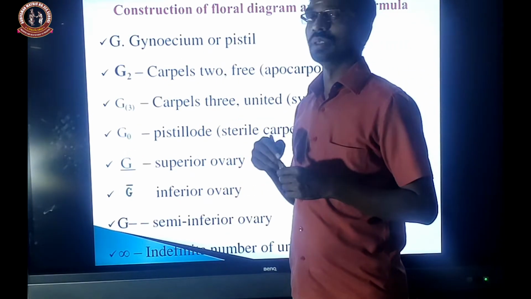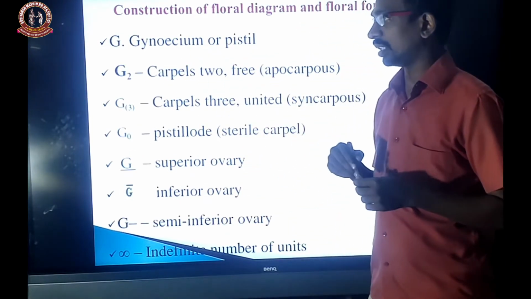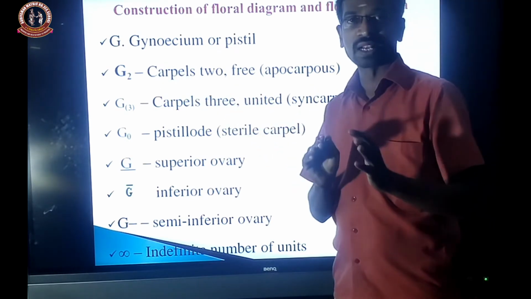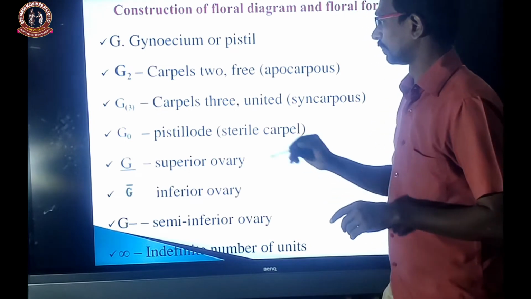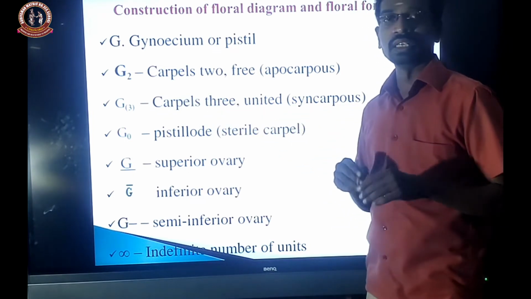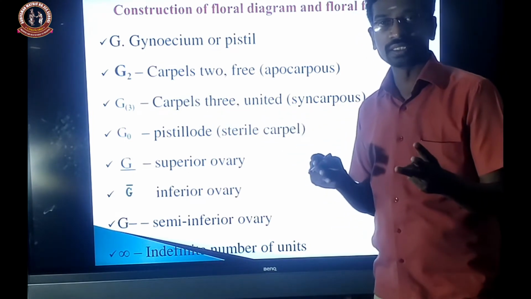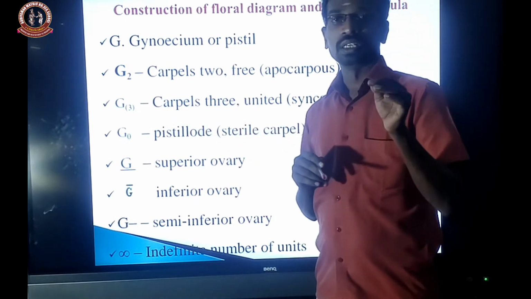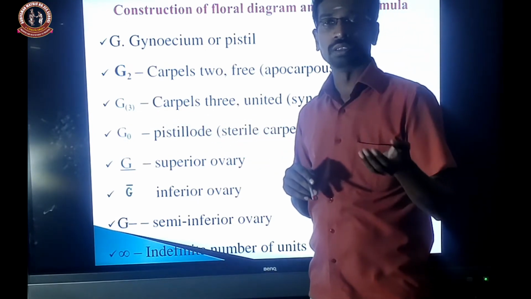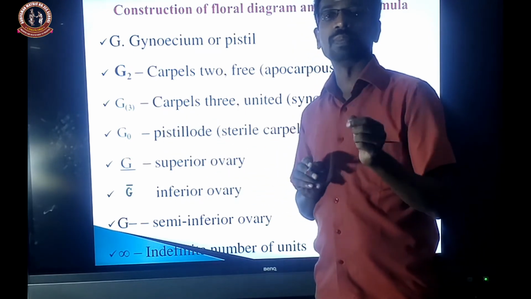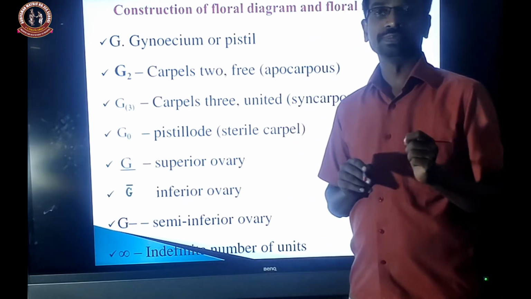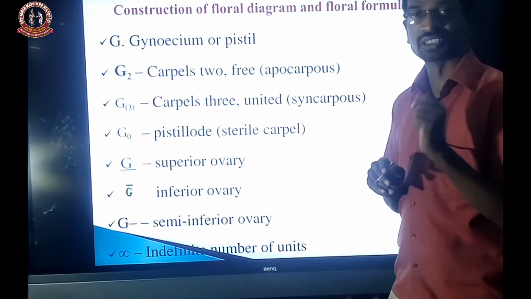And the G, the term is represented for gynoecium or pistil. G2, that is carpels are 2, is not mentioned in the bracket, so apocarpous. Here, the G3 within bracket, that means carpels are 3, syncarpous. G0, like A0, represents pistillode, that means infertile gynoecium, or sterile gynoecium.